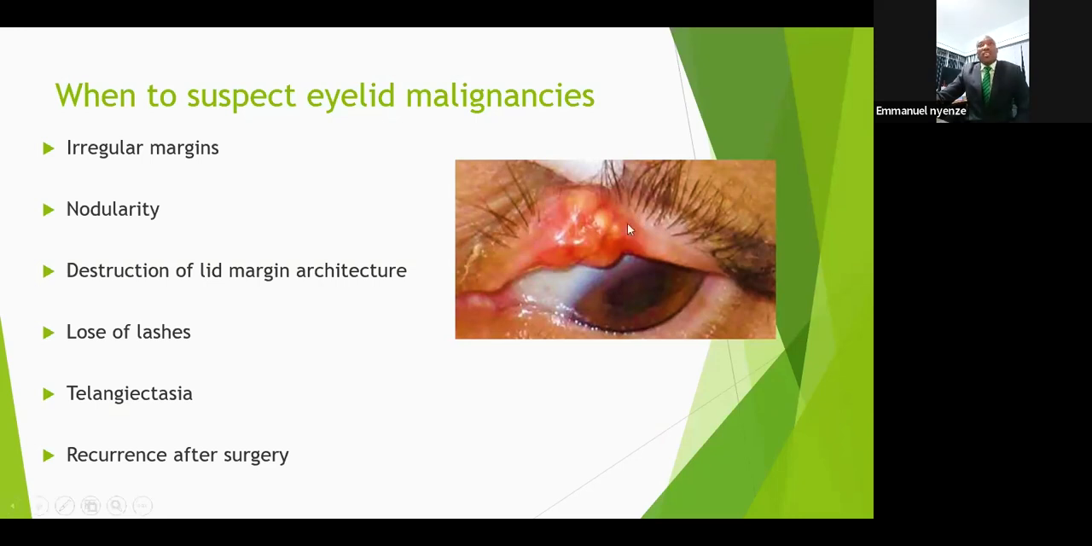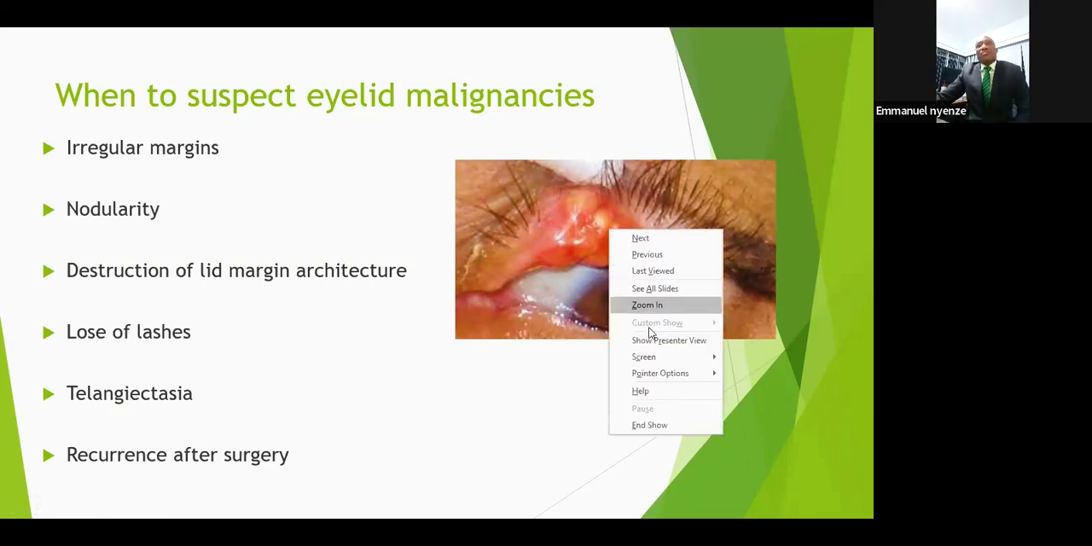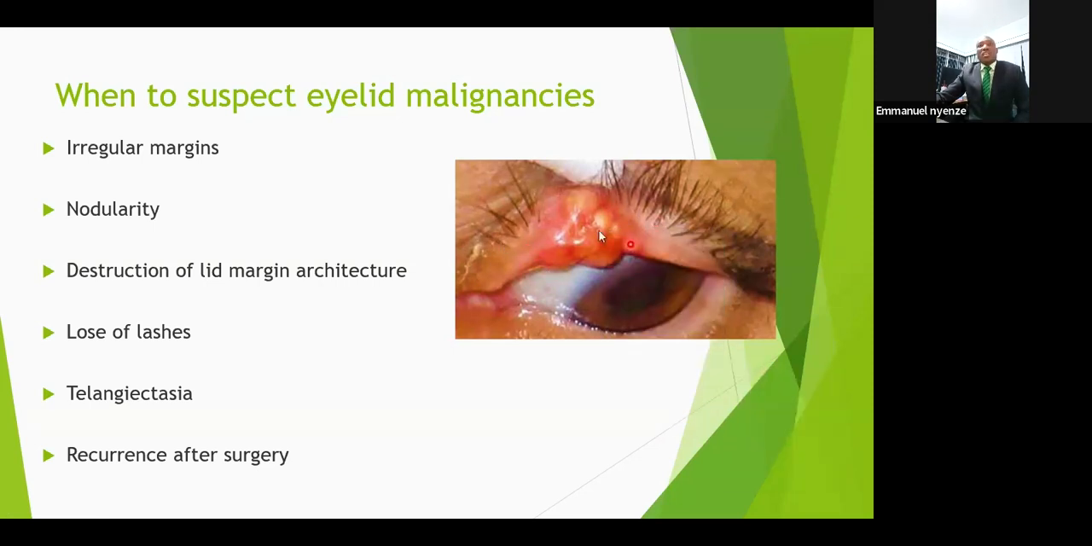The other thing, as you can see in this image here, is destruction of the lid margin. How is the normal lid margin? Remember, it has a sharp posterior border and a curved anterior border. That border, you should always look for it if you see a lesion. If the contour of that border is damaged, then that is always a suspicion of a malignancy, like you can see in this picture.